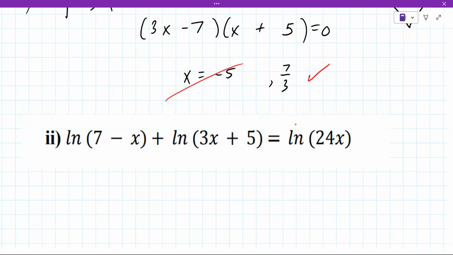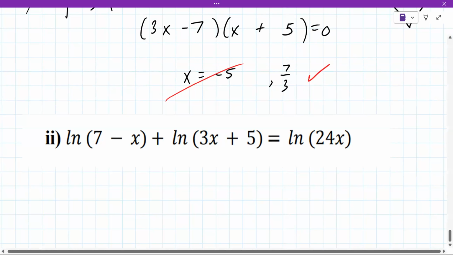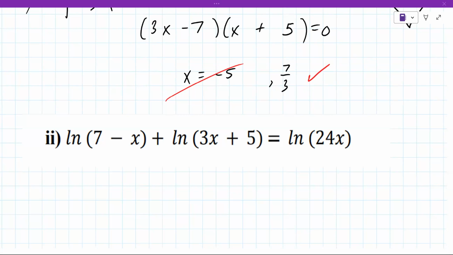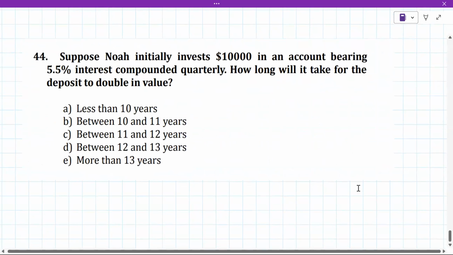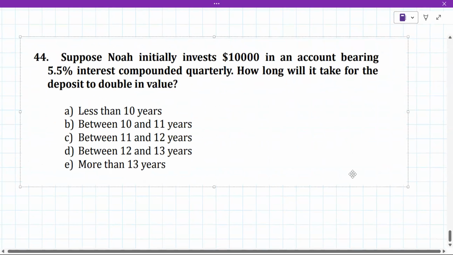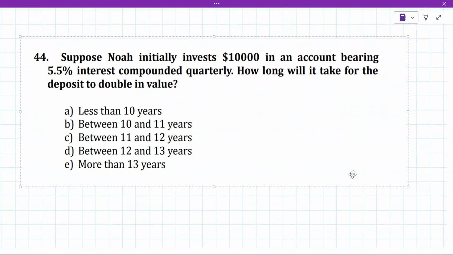And quickly, I want to try to do number 45. It would help if I could find it. There it is. Oh, yes. You will see, if you haven't already, these less than, betweens. If you take any more classes in the math department or even econ stuff, you'll see these types of questions. All right. How long will it take for the deposit to double in value, in years?